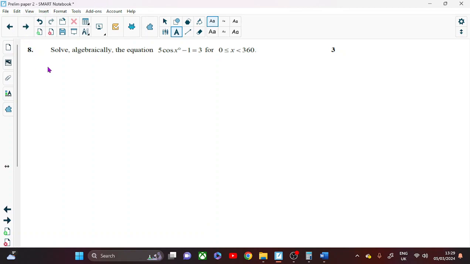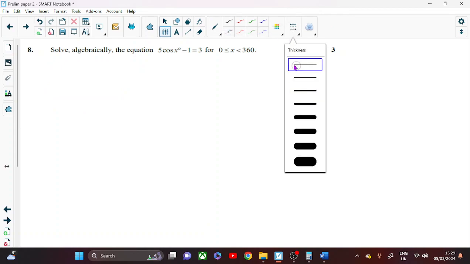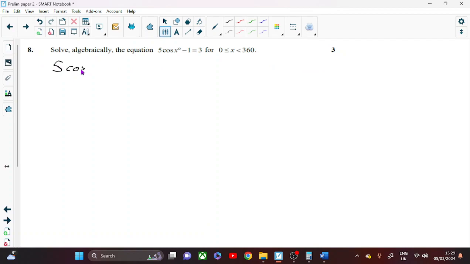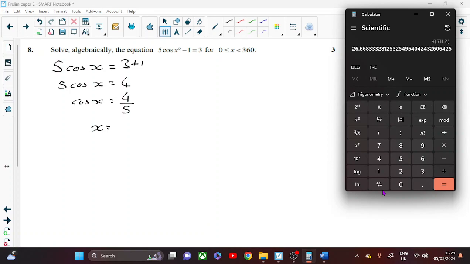Okay, so rearrange. We have got 5 cos x minus 1 equals 3. So 5 cos x is going to be 3 plus 1. So if 5 cos x is 3 plus 1, 5 cos x is 4. So cos x is 4 divided by 5. So x is the inverse of that, 4 divided by 5.